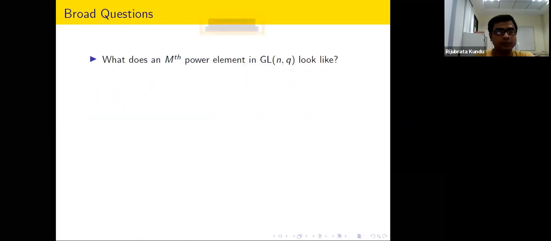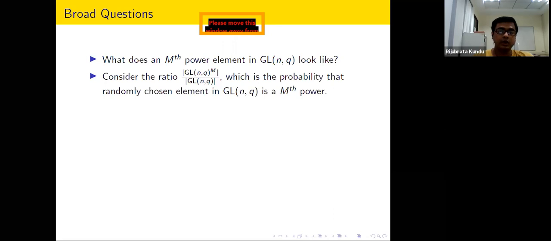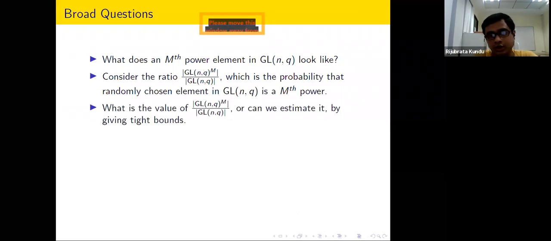What are the broad questions that can be asked here? The main question is: what does an mth power element in GLNQ look like? What can you say about a matrix which has an mth root in GLNQ? One can consider the ratio of the size of the image of this map in GLNQ to the size of the group. In terms of probability, this is the probability that a randomly chosen element in GLNQ is an mth power. An obvious question is whether we can find the value of this probability. Obviously it lies in the interval between 0 and 1, but can we find an explicit value depending on n, q, and m? Or if not, can we at least give tight bounds for this proportion?